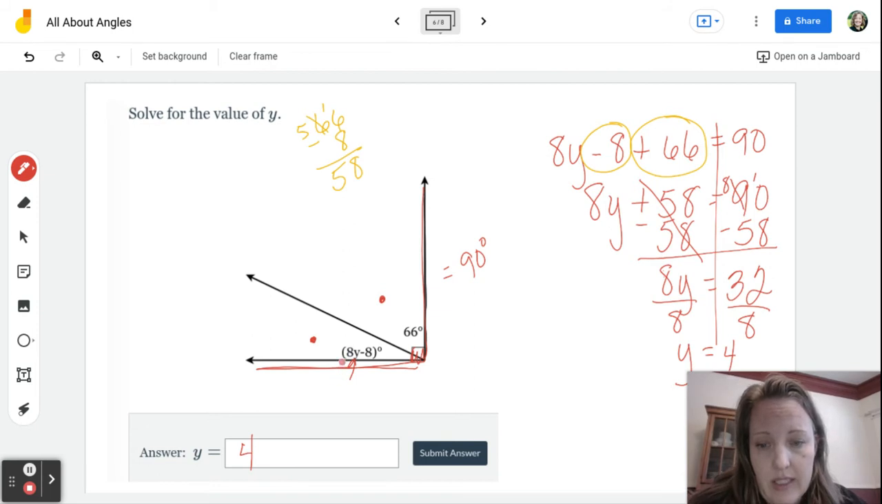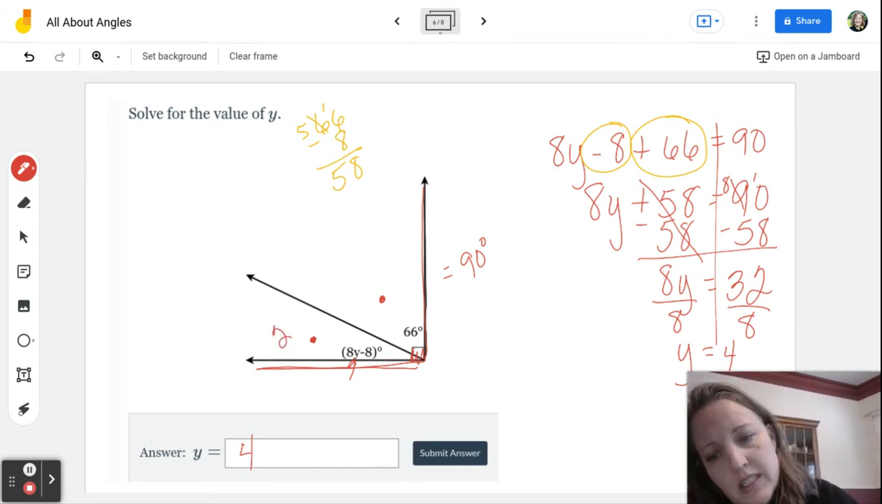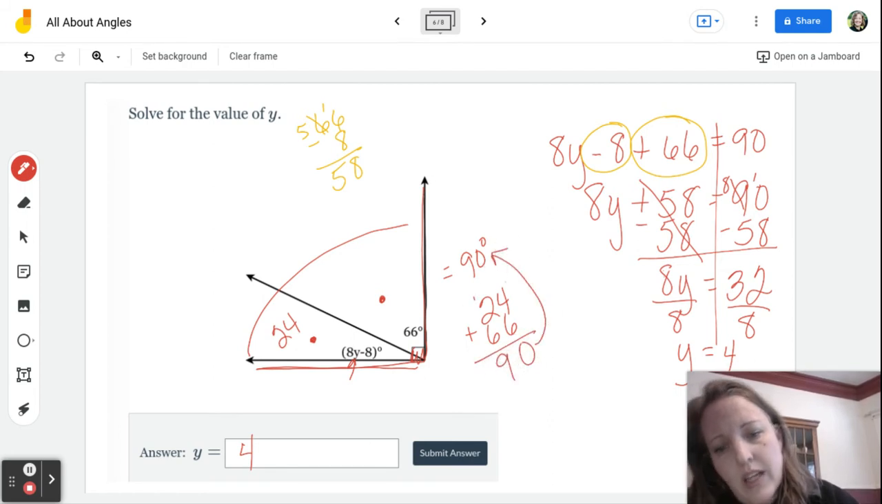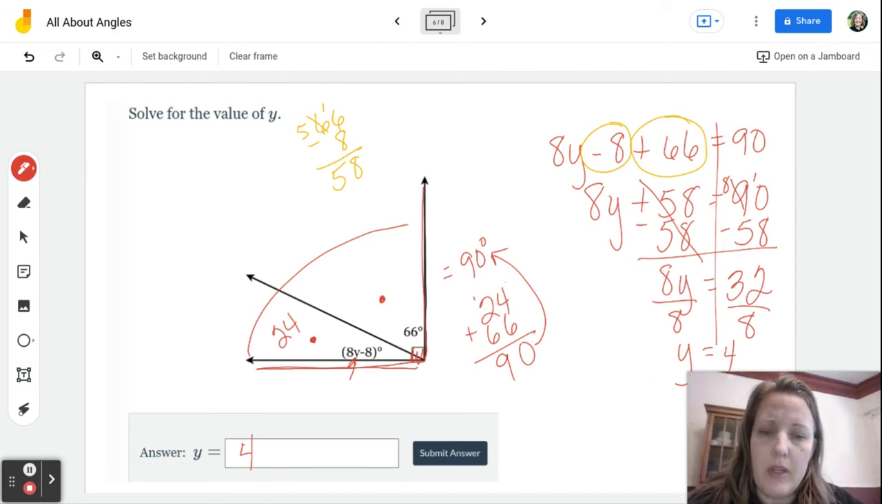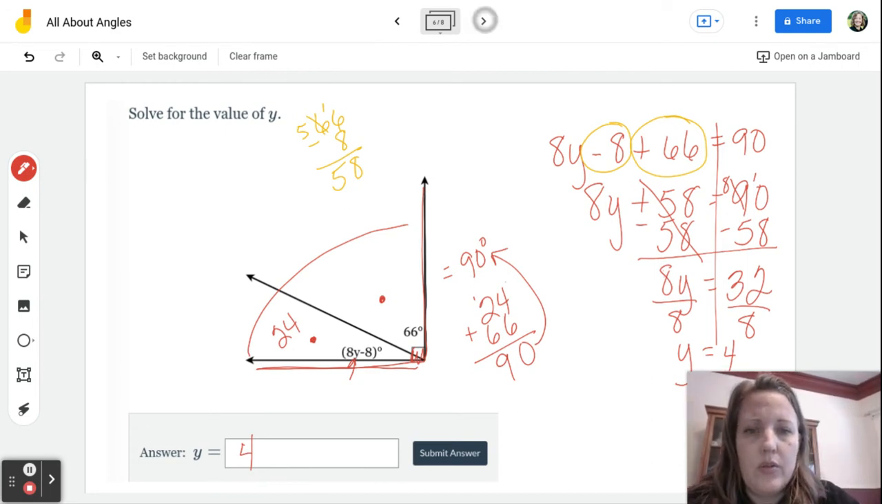So let's see if it makes sense. 8 times 4 is 32, and 32 minus 8 is 24. Let's see, so we're saying that this is 24. If that's true, then 24 plus 66, and these are both degrees, should be equal to 90, right? We're good. We're good to go. Beautiful. Okay, let's go to the next slide.